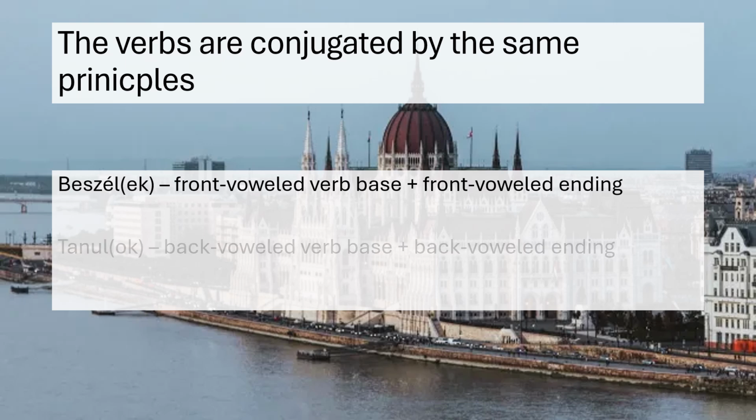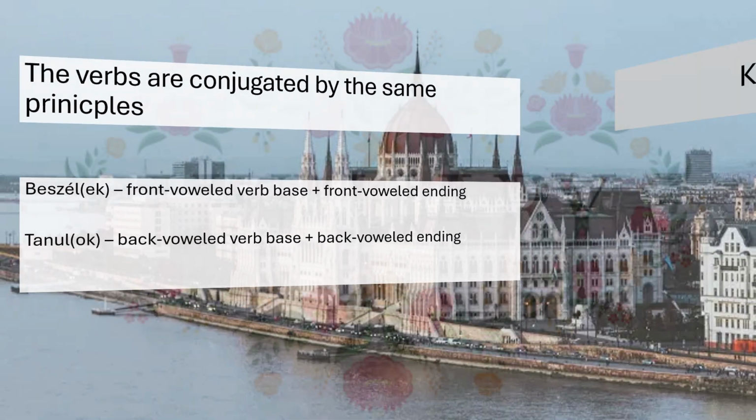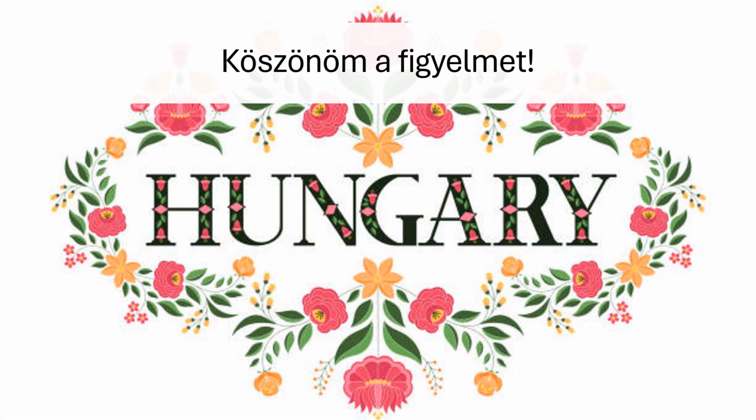The form tanul is obviously a back vowel verb base. In the actual situation, our choice is restricted to a back voweled ending, ok. So tanulok, meaning I learn, I study. But you will learn more about verbs in another video.